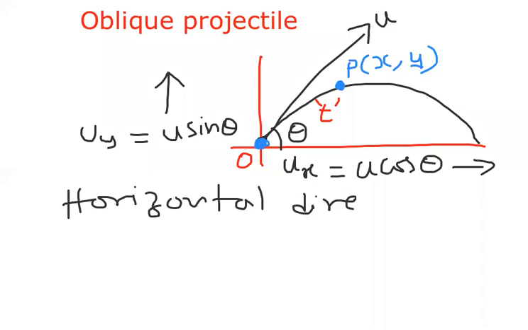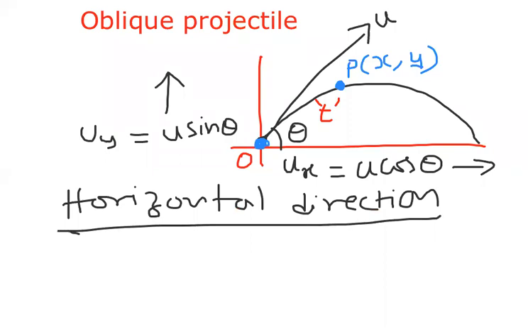In the horizontal direction, if you observe the initial velocity, ux is equal to u cos theta, because the body travels horizontally and vertically simultaneously. First I am discussing only the horizontal, then I will discuss the vertical. What is the horizontal velocity? ux is u cos theta. And what is the horizontal displacement?